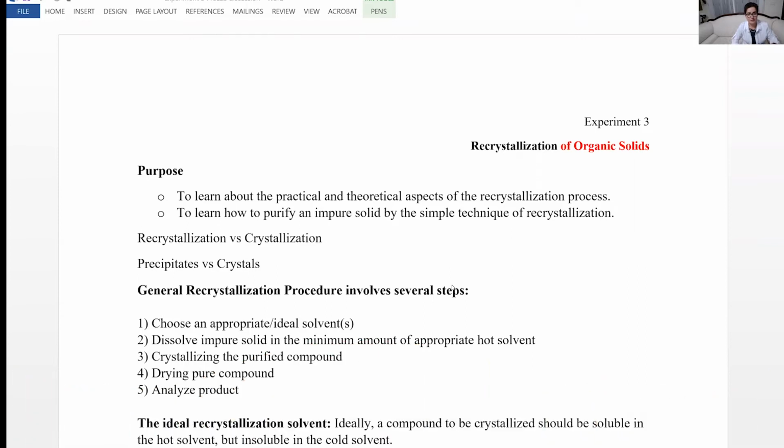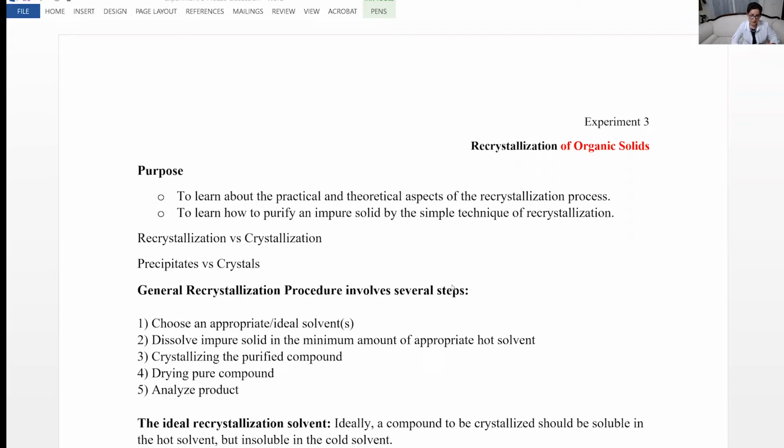Pre-lab discussions for experiment 3, which is recrystallization of organic solids. Recrystallization, just like distillation, is a technique for purification of the compound. Recrystallization is used for solid compound. Distillation is for purification or separation of liquids with different boiling point. Recrystallization, however, is used for separation or purification of a compound that has different solubility compared to the impurity components from its own impurities.